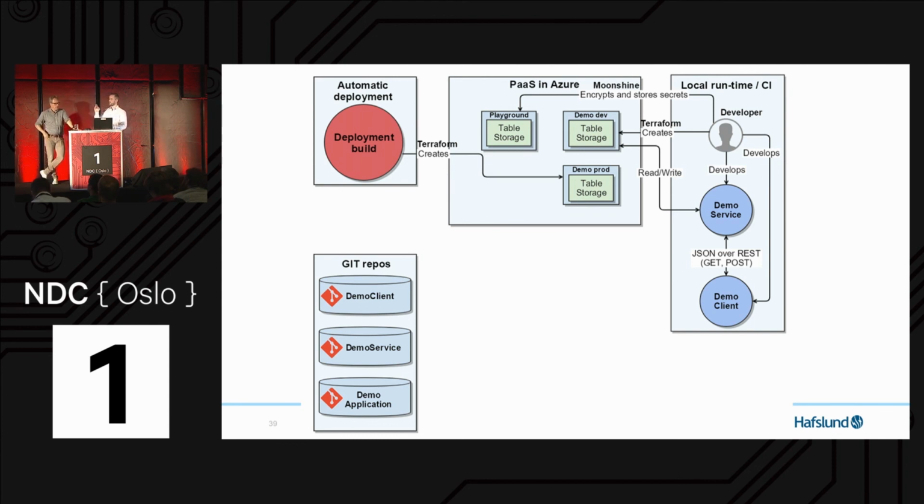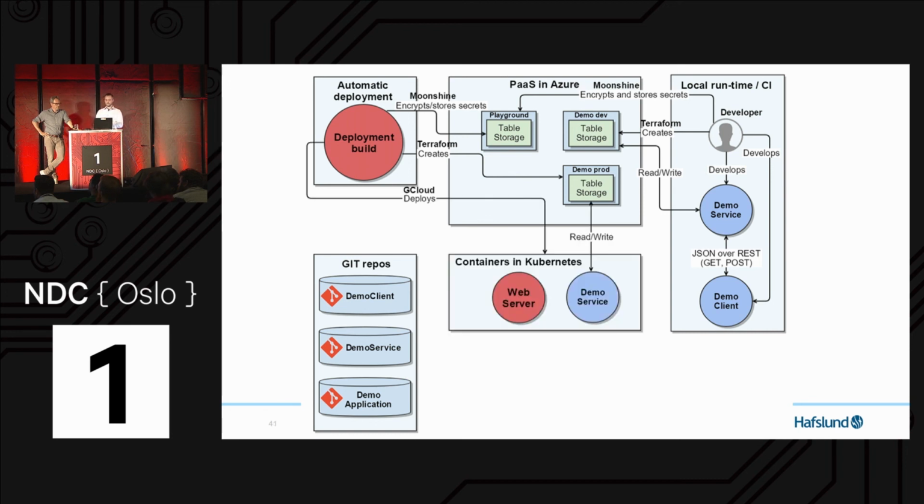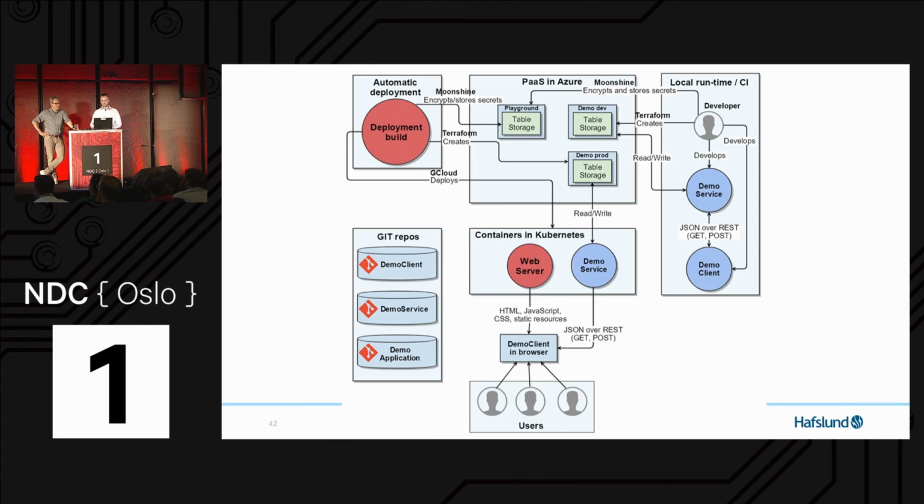which will create the production table storage account in Azure. It will take the output from Terraform, these secrets that we specify Terraform to output for us. It will encrypt these secrets and store them into the Moonshine table storage. Then we will deploy our multi-container application, because we have this client and this service, to Kubernetes on Google Cloud. And finally, we'll show you that users can reach this application from the web and communicate with it.